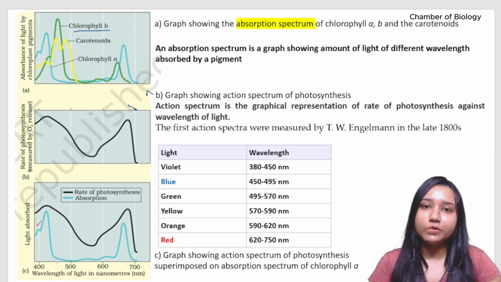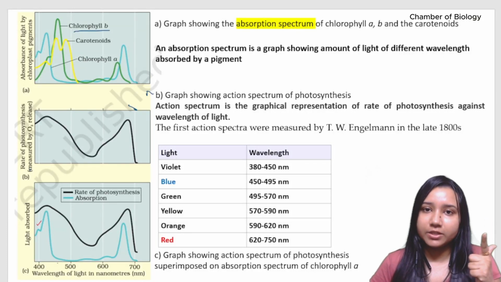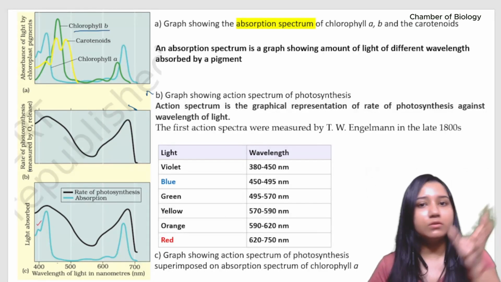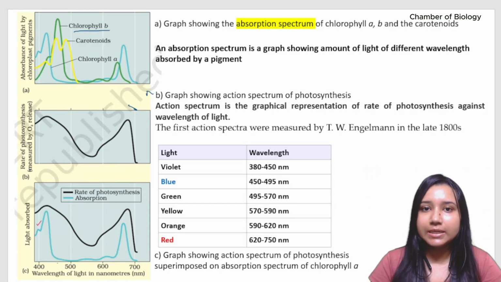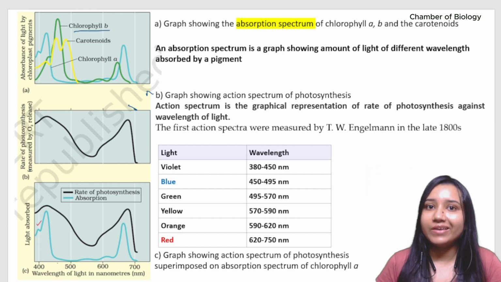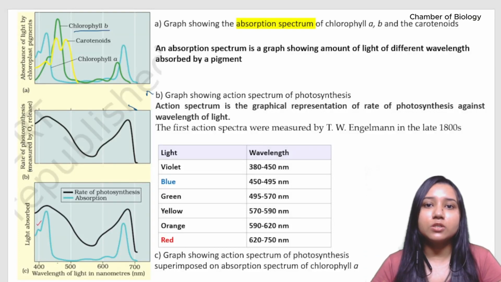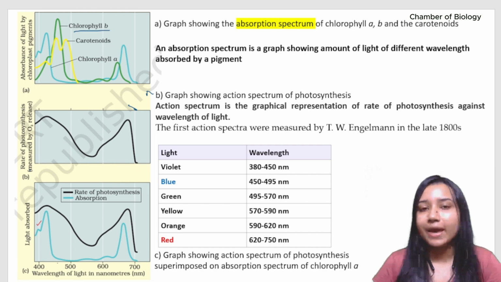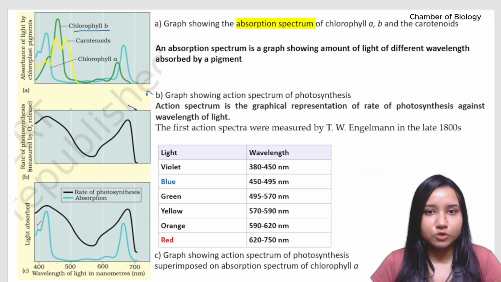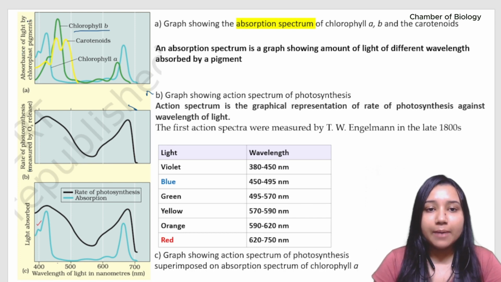So students, we are now going to discuss certain graphs about the absorption spectrum and action spectrum. Firstly, what is the absorption spectrum? We know that pigments absorb light, right? We have seen that white light splits into seven colors when passing through a prism, as in T.W. Engelmann's experiment. So if we give the pigments, let's say chlorophyll A, chlorophyll B, and the carotenoids, different wavelengths of light, we are going to see how they absorb. If you see the first graph, it shows the absorption of light by the chlorophyll pigment.